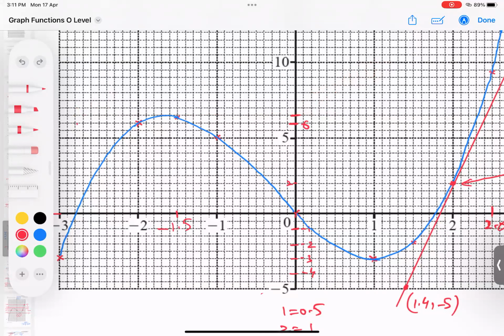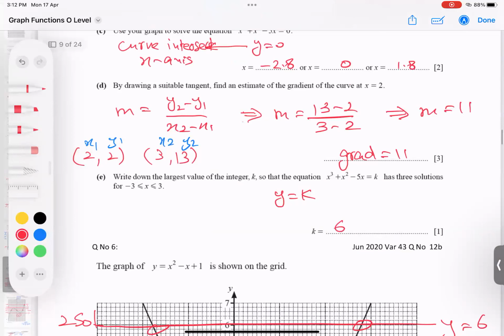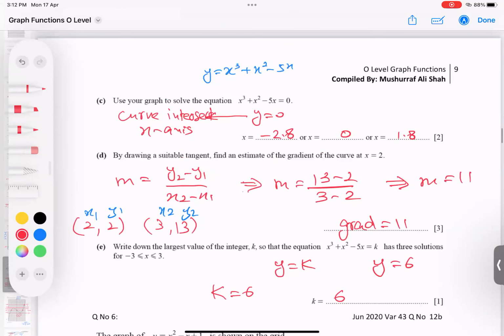Okay, so let's start with integers. If the line goes through 6, it cuts, so it has 3 solutions. And through 5, it also has 3 solutions. What about 4? If the line goes through 4, it is also 3 solutions. I think you got the point. But there are many points, even -2, -1, 0, 1, 2, 3, 4, 5, 6. So among all these numbers, what is the largest number? The largest number is 6, which gives us 3 solutions. So alhamdulillah rabbil alameen. I hope so. So the k value is 6, because y equals 6 makes 3 solutions.